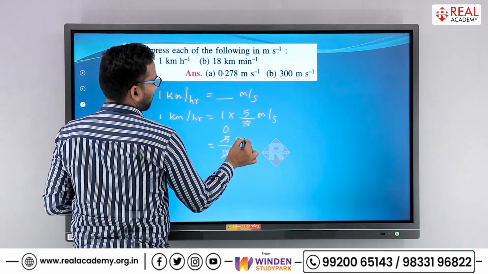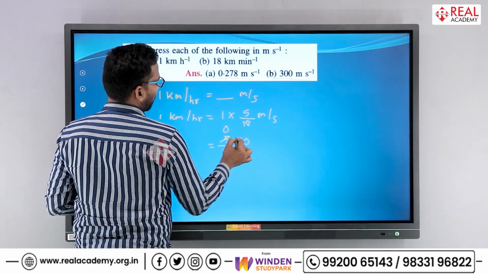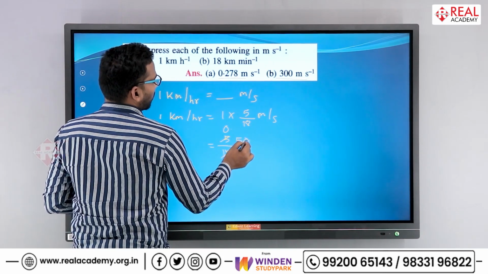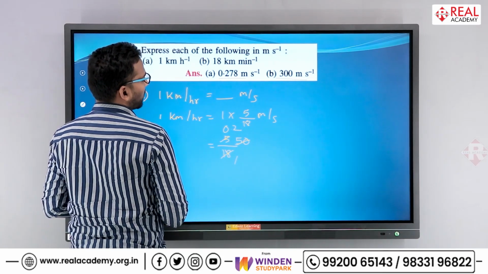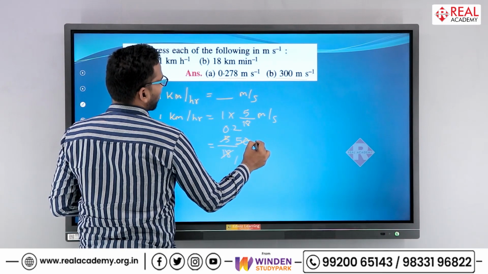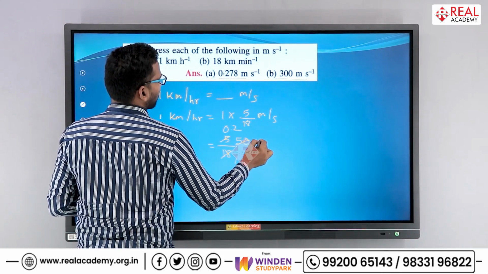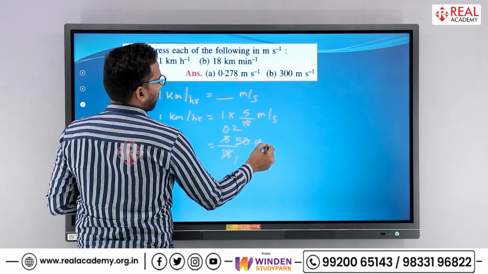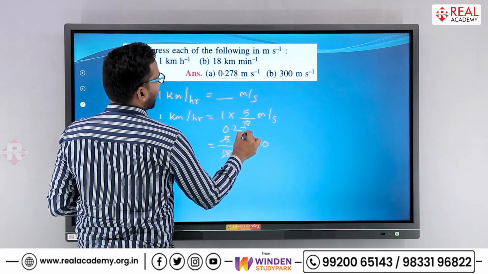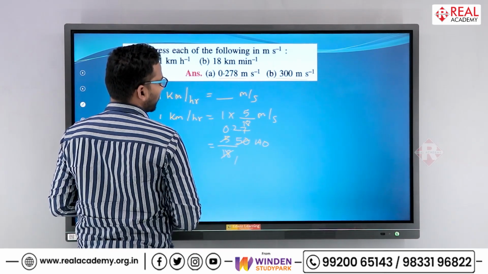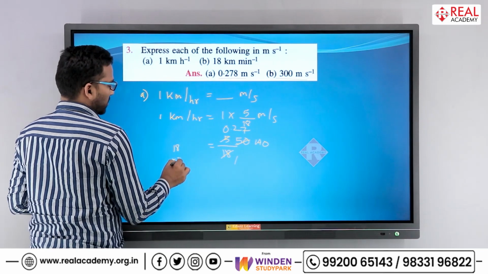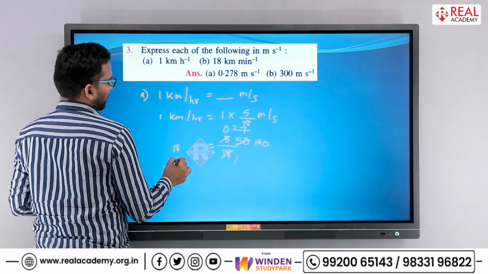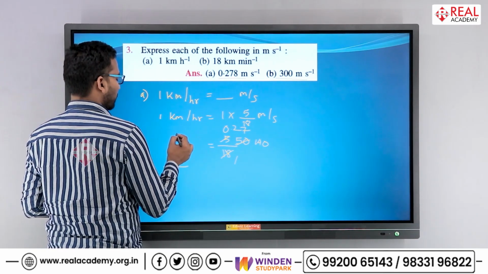How much is left? 5. We have put a decimal value 50. 18 twos are 36. How much is left? 14. Take one more decimal place and now 18 sevens are. How much is 18 sevens? Just cross check it.